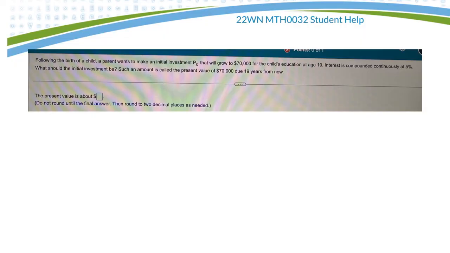Okay. Following the birth of a child, the parent wants to make an initial investment that will grow to $70,000 for the child's education at 19. Interest is compounded continuously at 5%. So if it says continuously, then I know I want to use this formula, P0 e to the kt. They want to know what P0 is, but they want to get $70,000 out of the deal, and that's this number. So 70,000 is equal to P0, which they don't know, e to the growth constant.